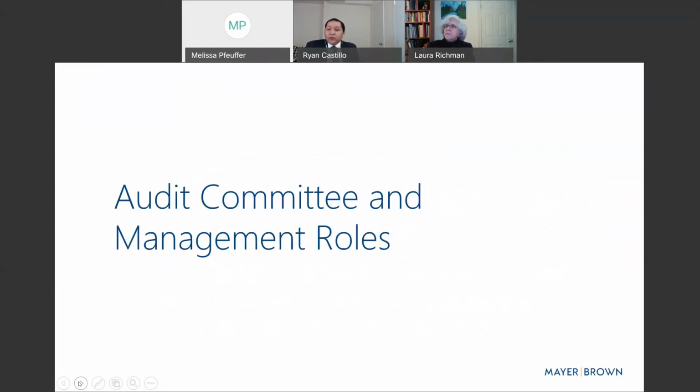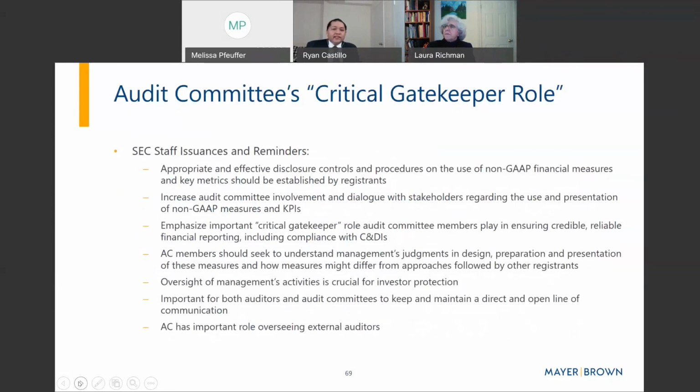Finally, let's talk about the roles of the audit committee and management. Since 2016, SEC staff members have emphasized the importance of establishing effective disclosure controls and procedures on the use of non-GAAP measures and KPIs. They also highlighted specifically the important critical gatekeeper role the audit committee plays in ensuring credible, reliable financial reporting.